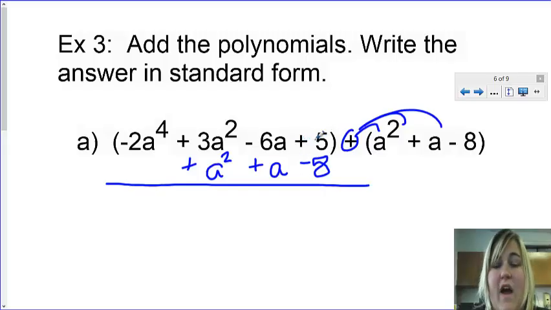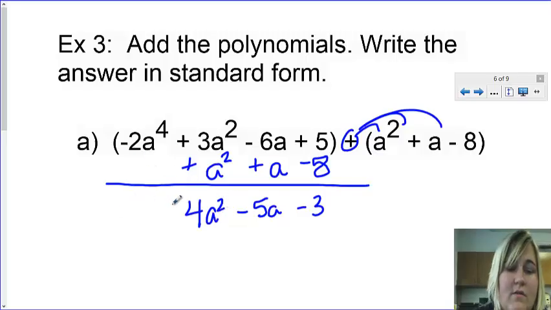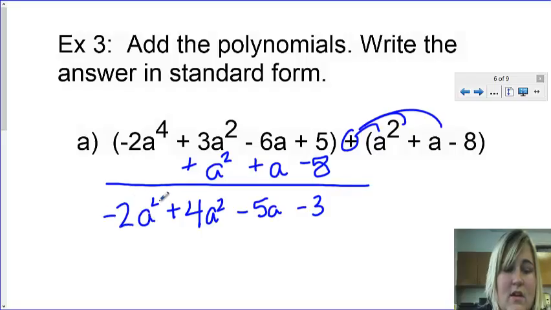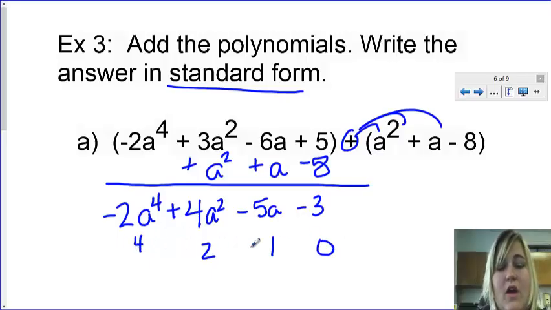So I have 5 minus 8 gives me a negative 3. Then I have negative 6a plus a gives me a negative 5a. 3a squared plus a squared gives me 4a squared. And then I have to bring down this last part, even though I didn't add anything to it, it's still part of my answer. And it wants me to write it in standard form. I have a degree of 4, 2, 1, 0. It's already from greatest to least, so I'm done.